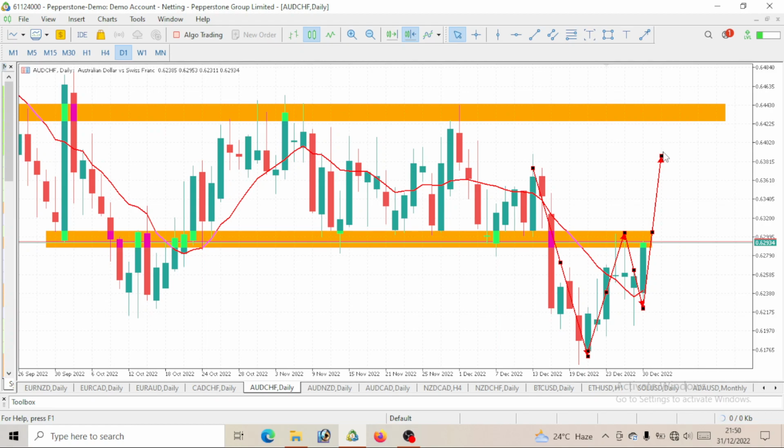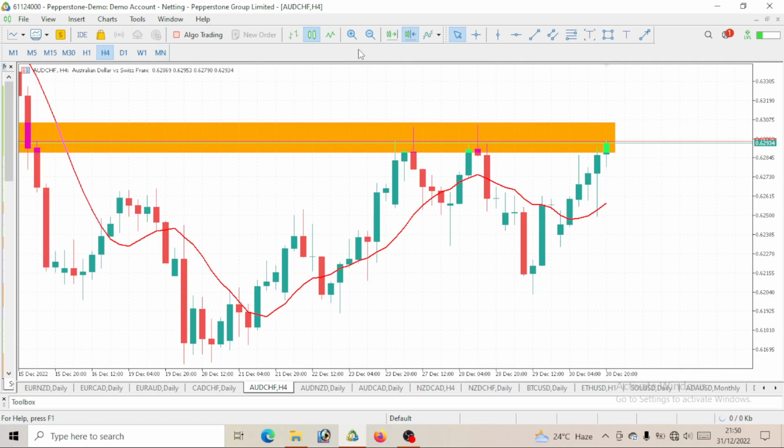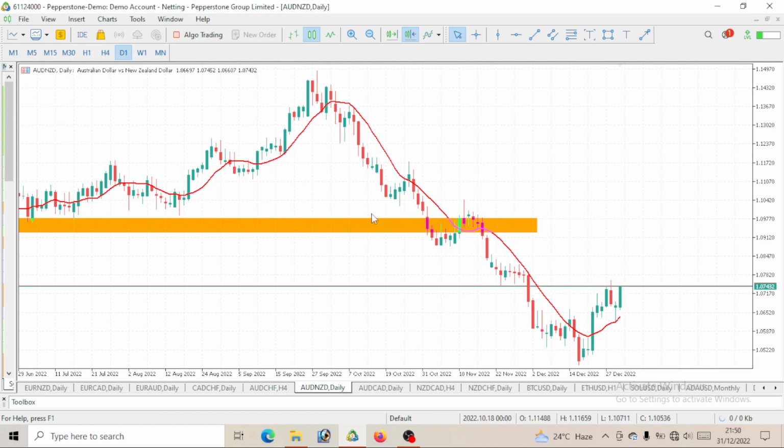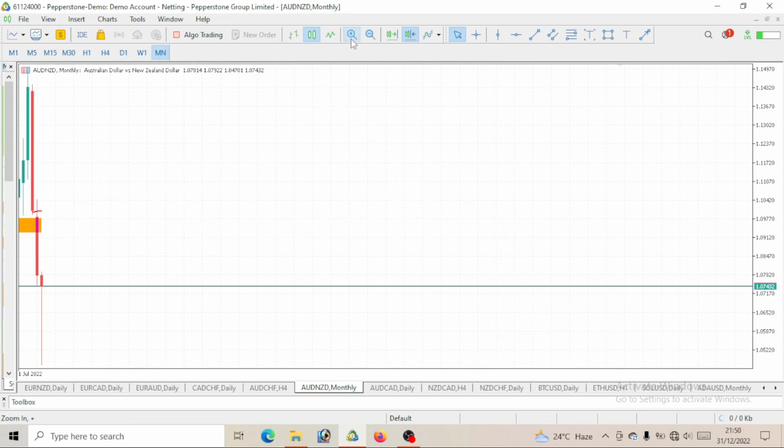So I'll be watching out for a bullish move on AUD Swiss franc for the week. So I will expect it to actually give me bullish this week. Same thing with the 4 hour time frame. Price is kind of giving us that bullish move. So let's watch out for that. Now that will now take us to the AUD New Zealand dollar.